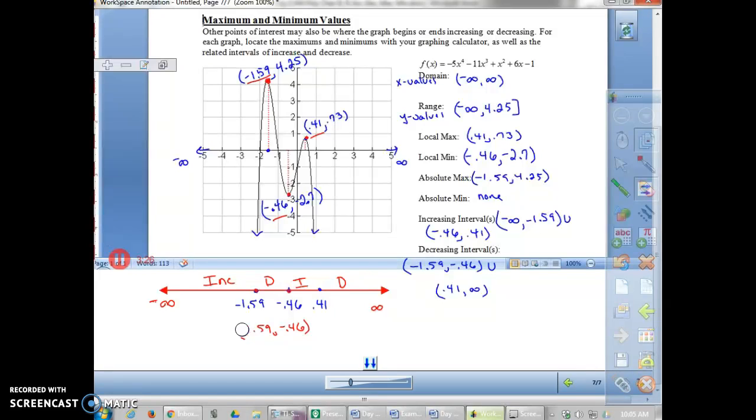So that is today's lesson, and you need to finish graphs A, B, and C down below and do the same thing for those three.